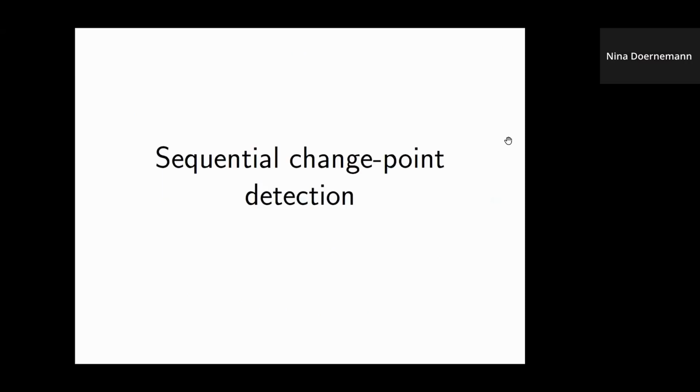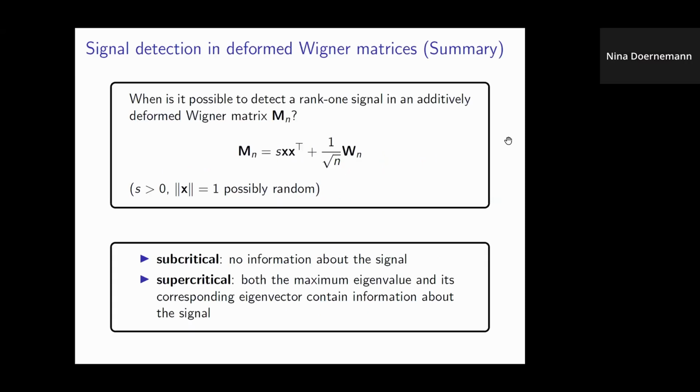What I just want to summarize here is that in the subcritical case, we have no information about the signal, so no information about s and x, whereas in the supercritical case, both the largest eigenvalue and the corresponding eigenvector gain meaningful information. All these things are very well understood in this random matrix framework, where you have just one matrix.